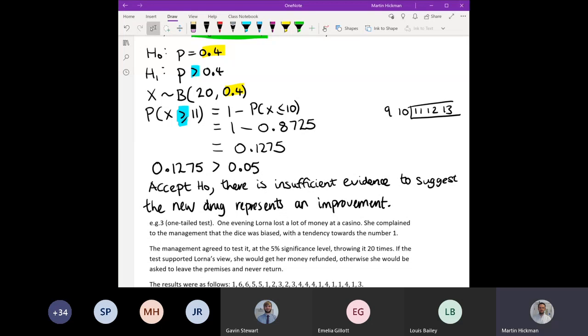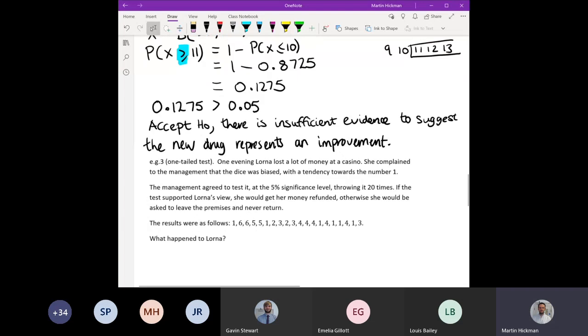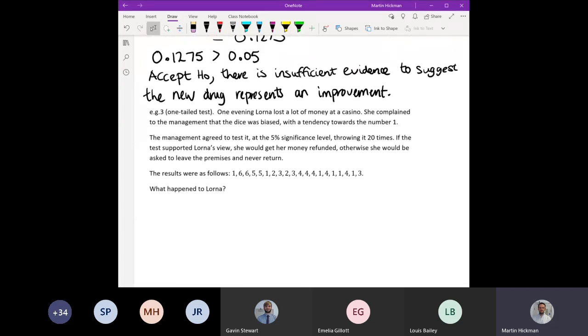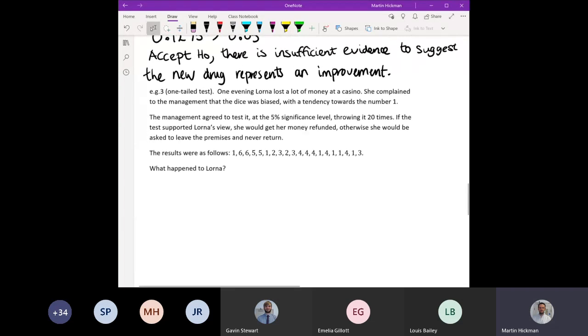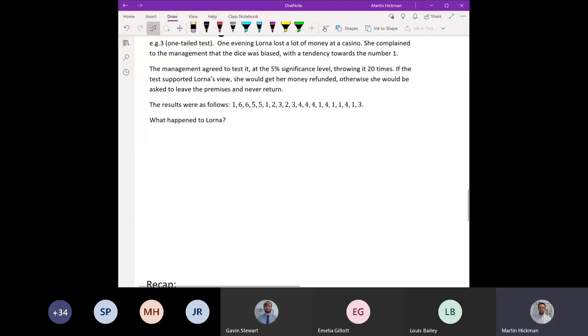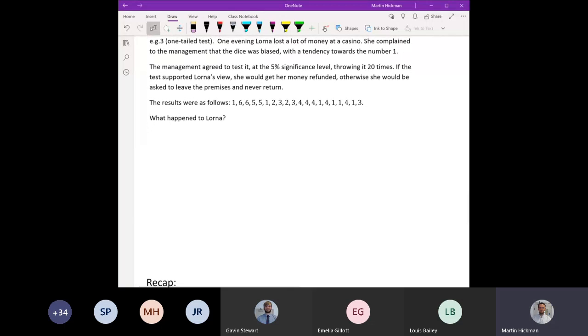Right, I'm going to do something similar to what I did yesterday. I'm going to leave the third example. That is in the assignment notes. If anyone does want me to go through that, then do let me know. But I'll let you have a look at that one for yourself, and see if Lorna gets thrown out of the casino or not. So have a little look at that one.